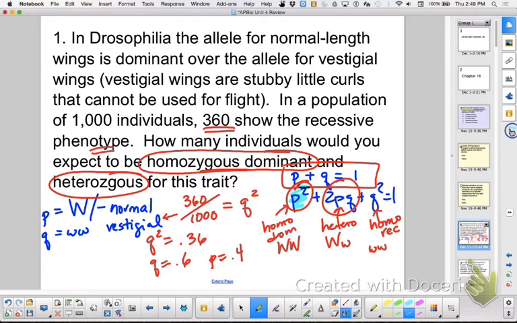Then if I wanted to figure out how many of them are 2PQs, the heterozygotes, then all I have to do is say 2 times 0.6 times 0.4. 2PQ, right? 0.4 times 6 is 24, right? Yeah. Times 2 is 48. 48%, 480 out of 1,000.